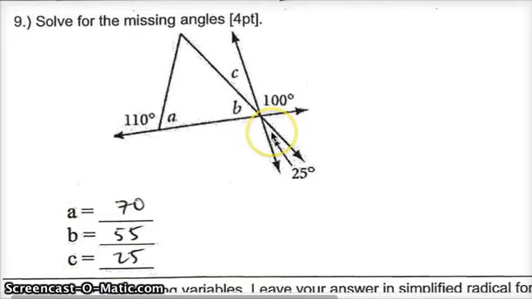Here I have 25, and I also have angle C. Notice how they have the same two lines for vertical angles, therefore C is equal to 25. If this is 25 and this is 100, then all three angles here will have to equal 180, therefore B is 55.